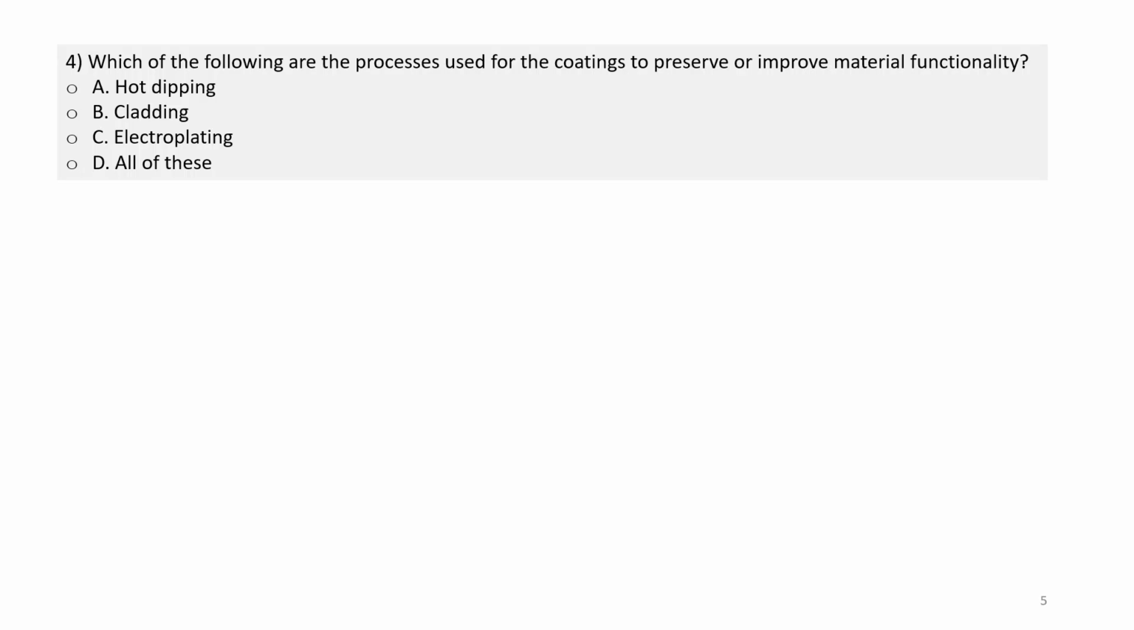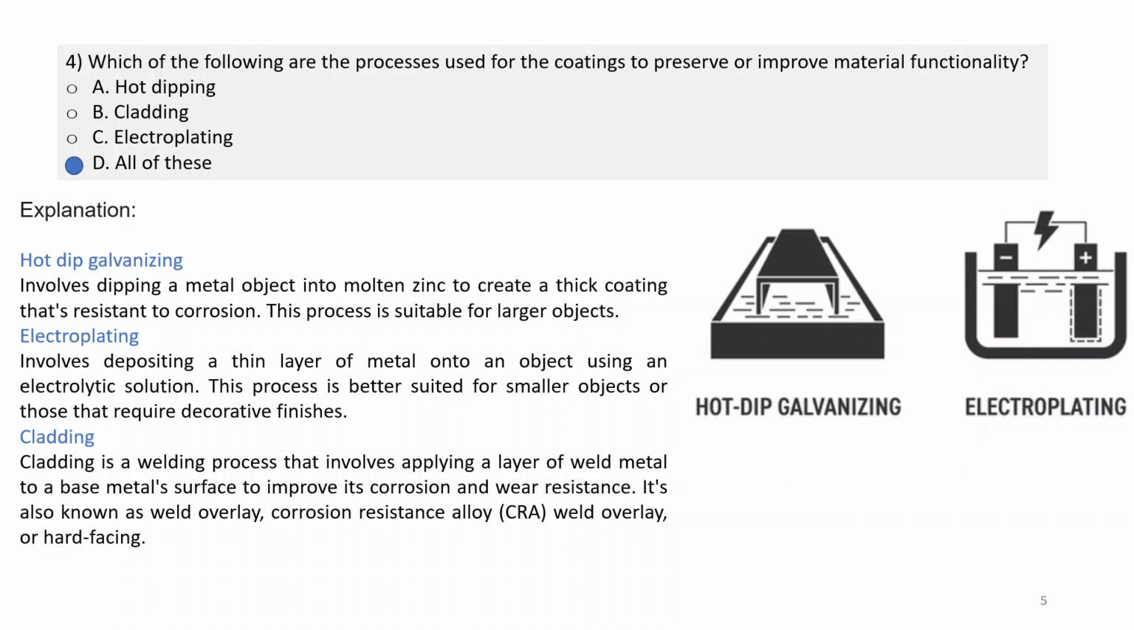Next question is, which of the following are the processes which are used for the coatings to preserve or improve material functionality? Your options are hot dipping, cladding, electroplating or all of these. So the correct answer will be all of these.